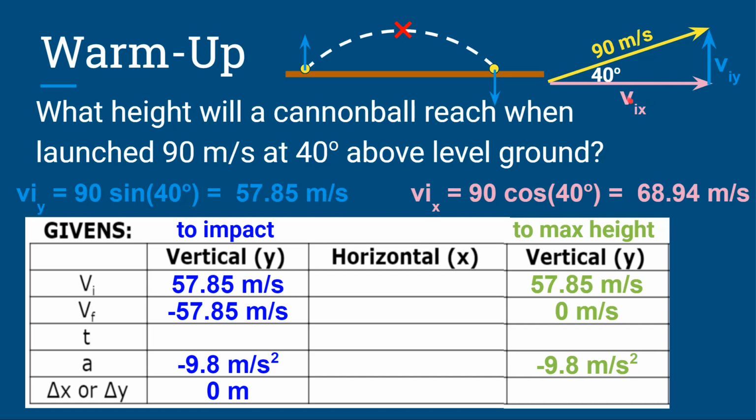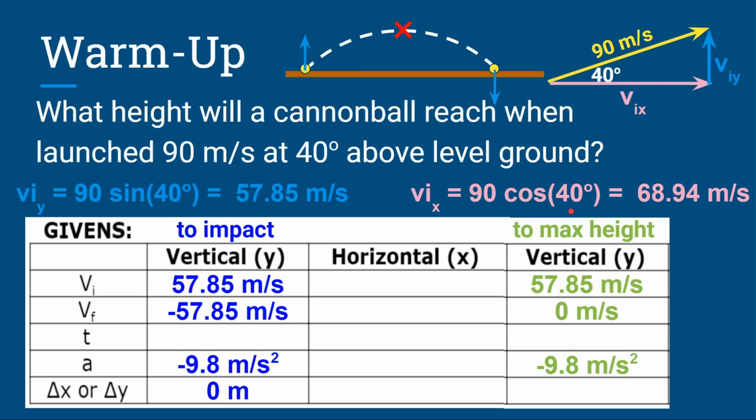Again, if I want to find this component, and you could have found the components first for both and then filled in the rest of this, it doesn't really matter. We're just trying to fill in what we can. But if I'm looking for this pink component in my diagram here, VI in the X direction, this is adjacent to my 40-degree angle, so I'm going to use cosine. Cosine of 40 degrees equals adjacent over hypotenuse, that's VIX over 90, and then if I rearrange that, I get VI in the X direction equals 90 times cosine 40.